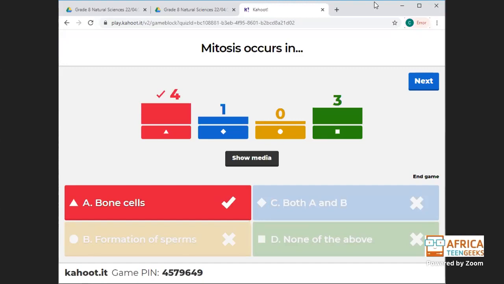Okay, guys, remember, mitosis is where we have the formation of identical cells. The formation of sperm cells is another process of cell division, which we call meiosis, and you will deal with meiosis in grade 12. So just note it is bone cells.